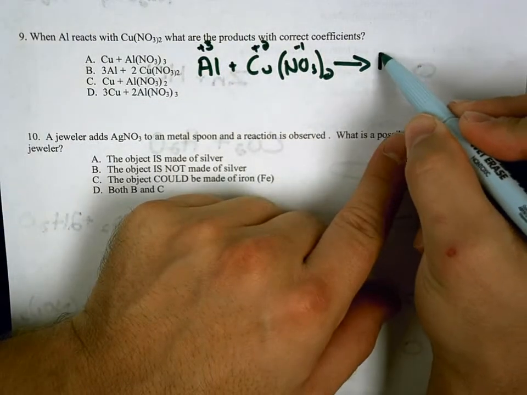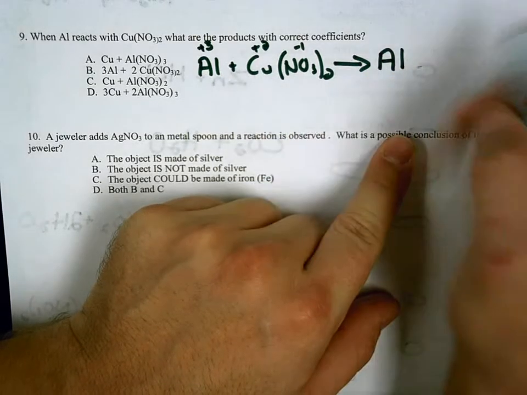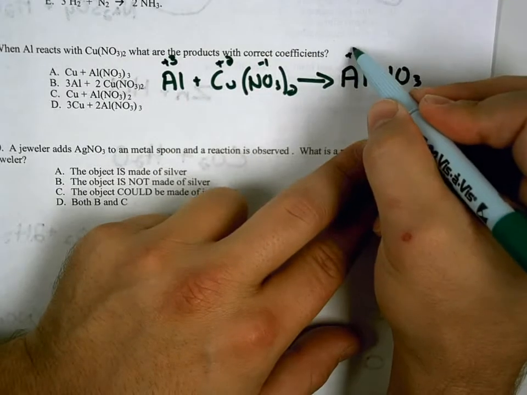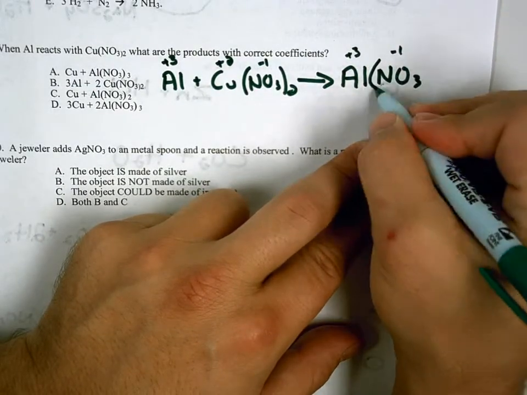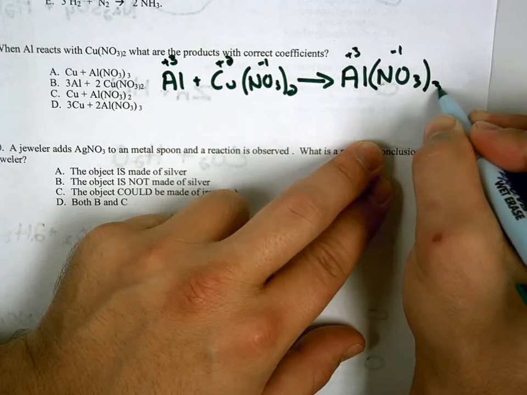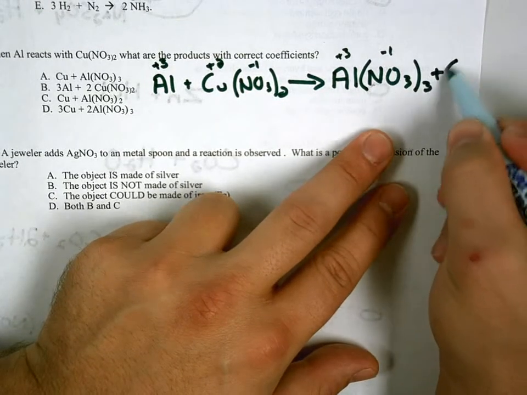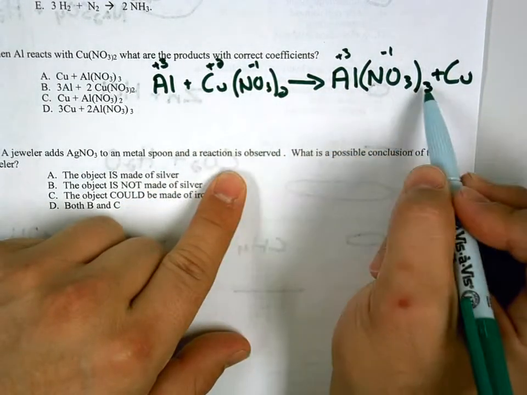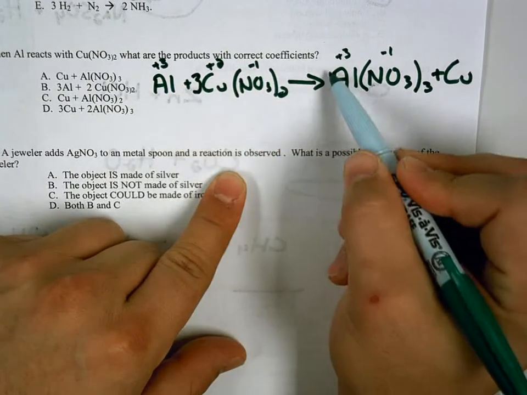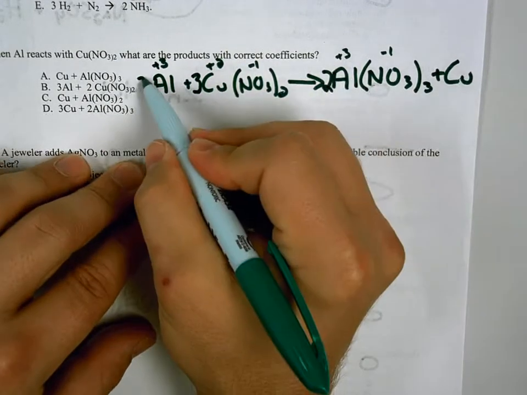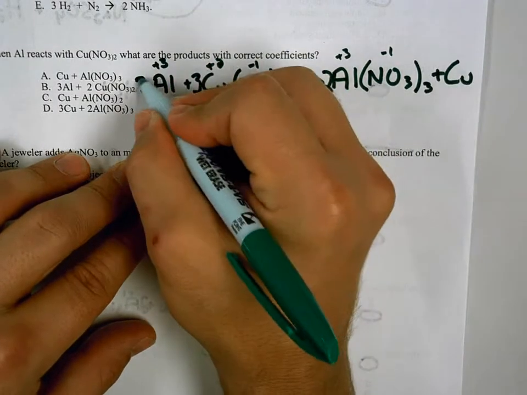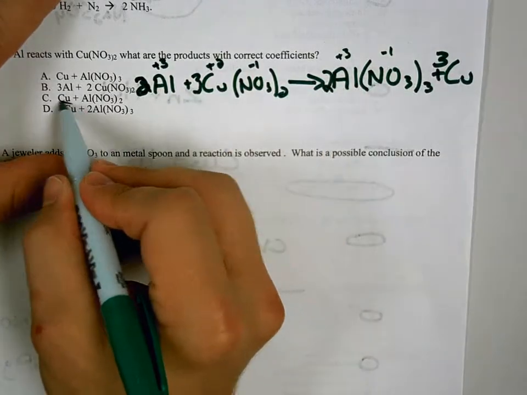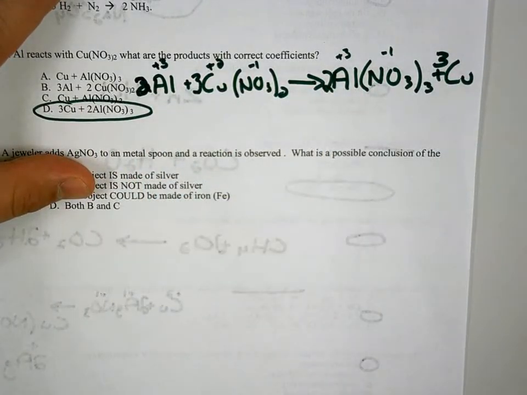So let's go ahead and predict what goes with what. The aluminum is going to switch places with the copper, so we get AlNO3. But since the aluminum is a +3 and the nitrate's a -1, aluminum nitrate is Al(NO3)3. And then the copper gets kicked out of this group. And now to balance the equation, we have 2 nitrates on this side, 3 nitrates on this side. We need to have a 3 here and a 2 here. And then we need to have 3 aluminums, 2 aluminums, and 3 coppers. So I think 3 coppers and 2 aluminum nitrates, that looks like choice D here.